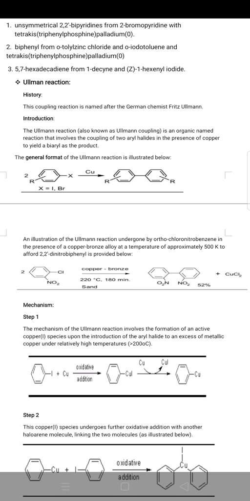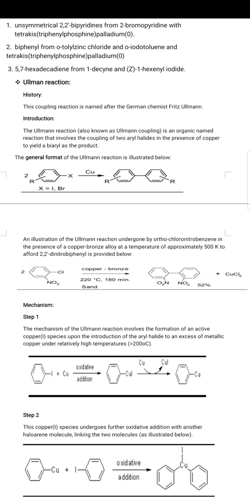The fourth reaction is the Ullmann reaction. First, have a look at its history. This coupling reaction is named after the German chemist Fritz Ullmann. Introduction of the Ullmann reaction. The Ullmann reaction, also known as the Ullmann coupling reaction, involves the coupling of two aryl halides in the presence of copper to yield a biaryl as a product.